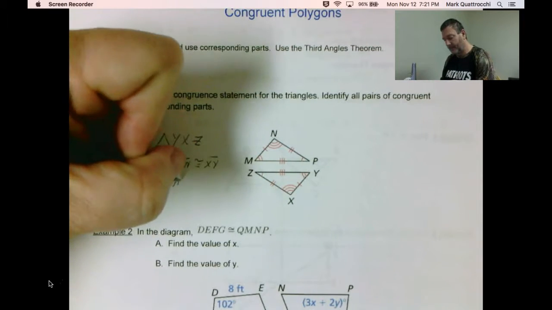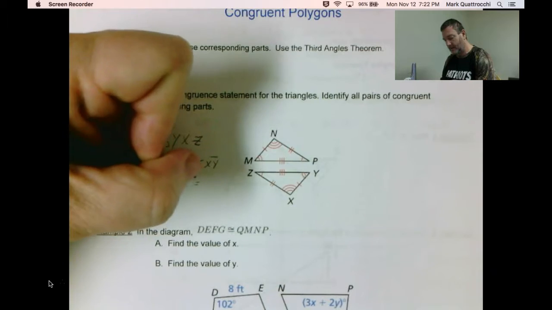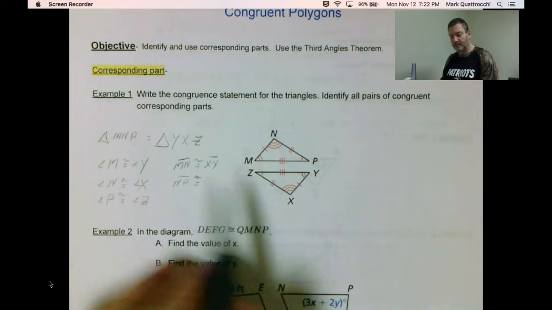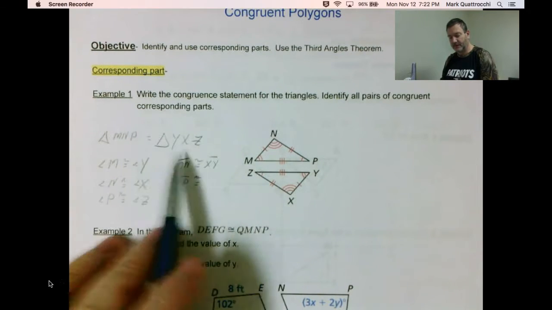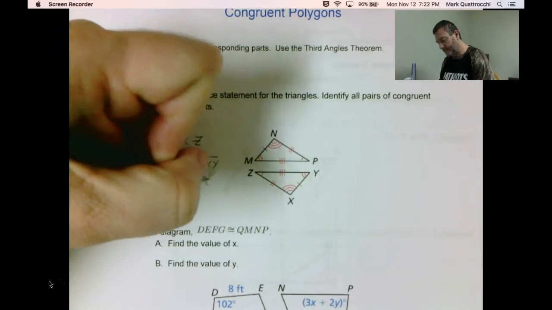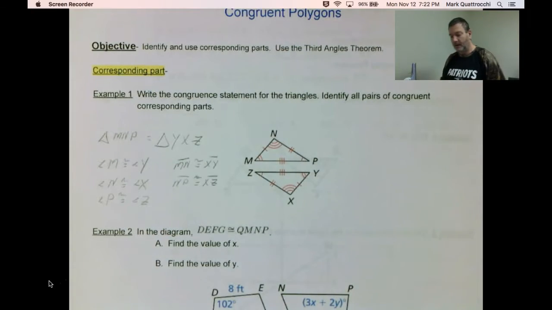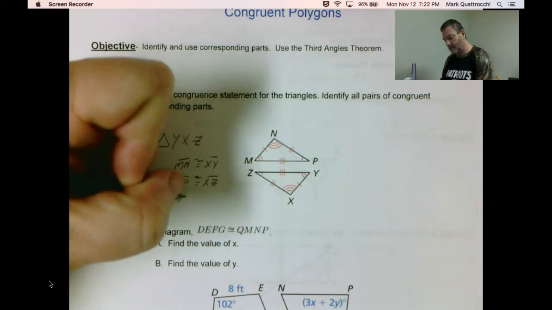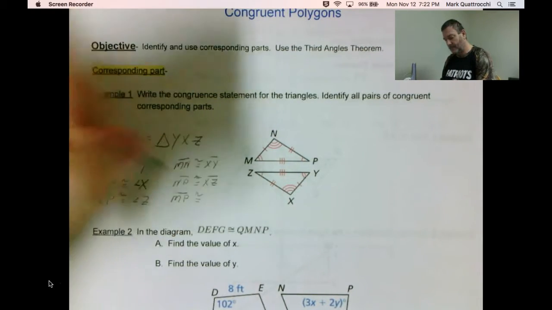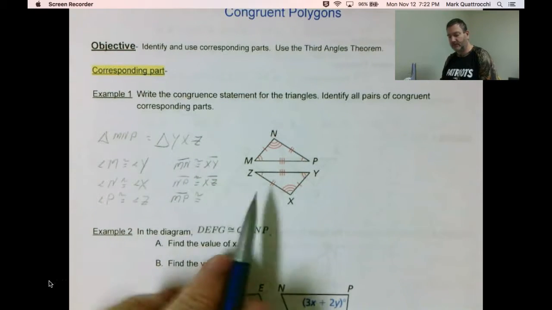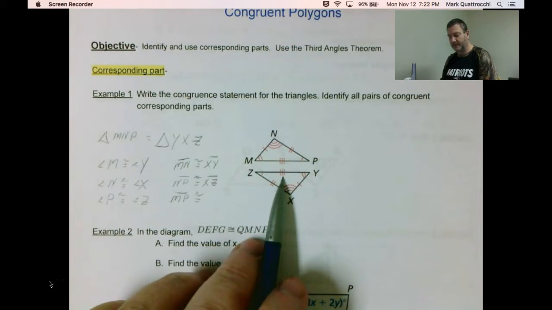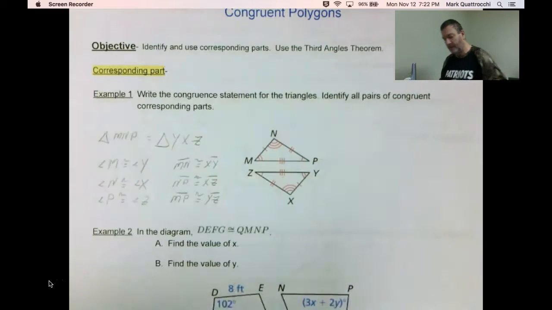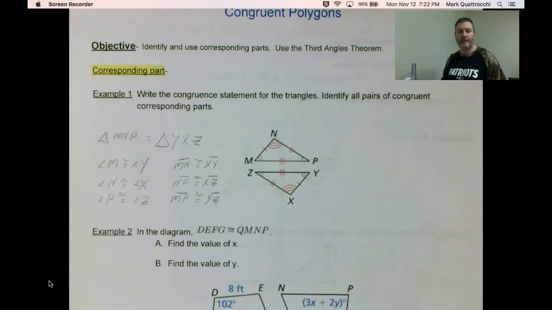NP is congruent to XZ, second and third, second and third. And last, MP or PM has to be congruent to YZ or ZY. Three tick marks, three tick marks. And that's the answer to example 1.